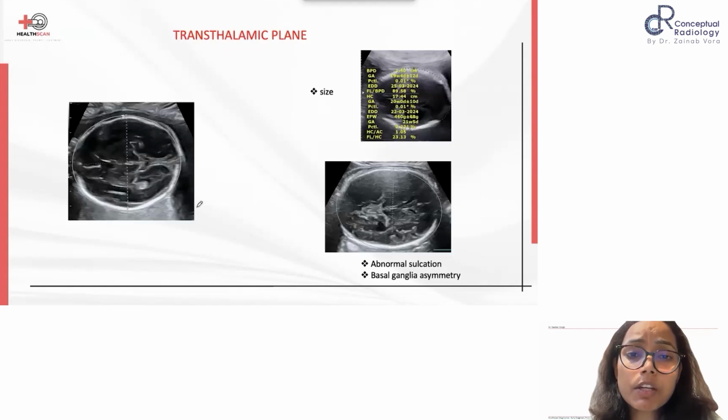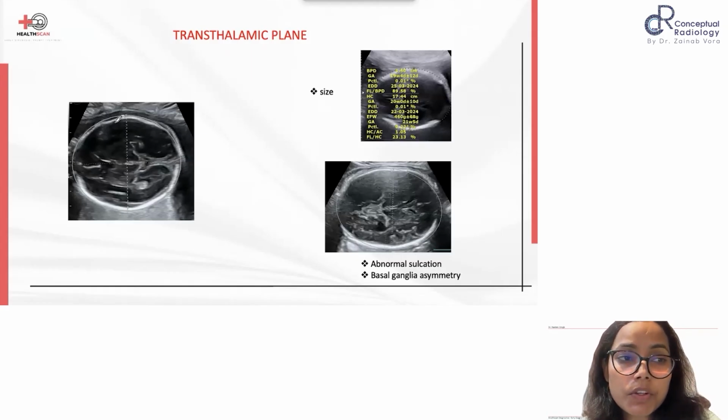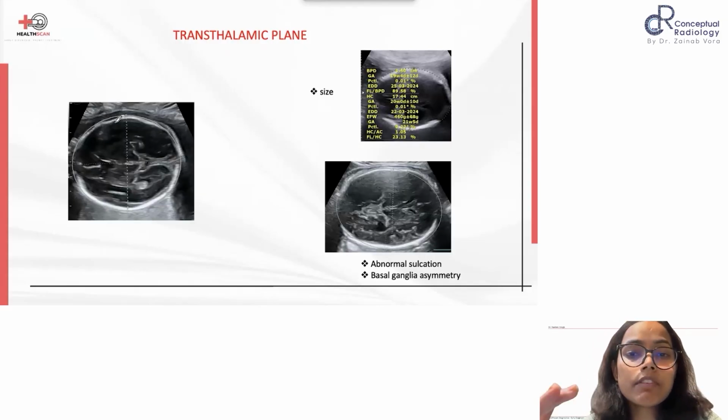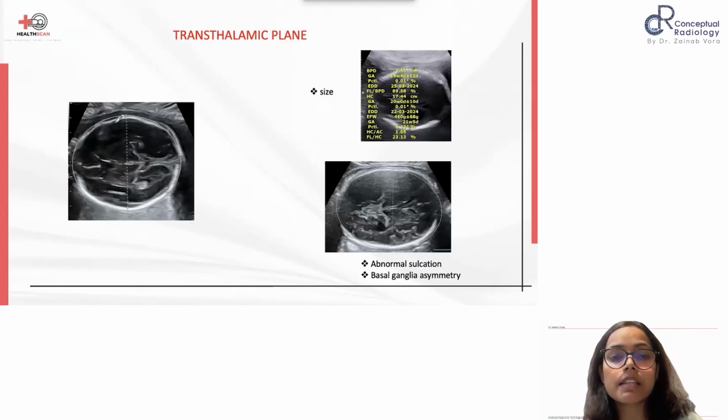So when we are performing the neurosonogram, the transventricular plane we have already discussed. So this is the transthalamic plane. We perform neurosonogram in axial planes, in coronal planes, and sagittal planes. In the axial plane, we have three planes for the evaluation of the fetal brain: the transventricular plane, transthalamic plane, and transcerebellar plane. When we are acquiring these sections, the transventricular plane comes at the top, below that comes the transthalamic plane, and after that comes the transcerebellar plane.